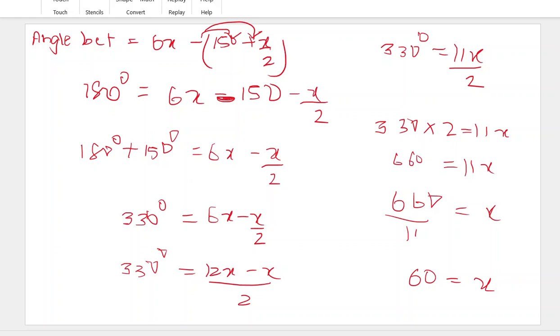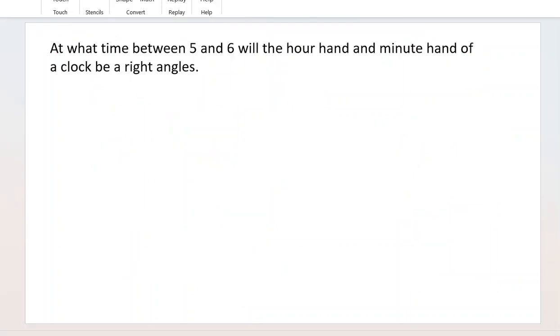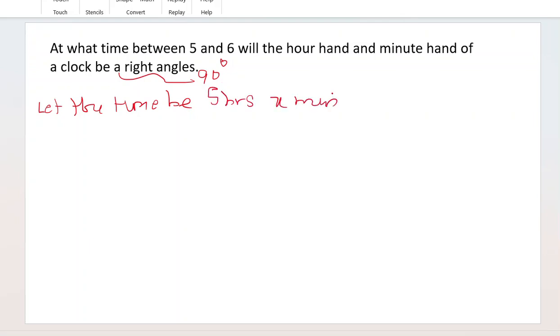We move further and we solve another problem of similar kind. The next problem is, at what time between 5 and 6 will the hour hand and minute hand of a clock be at right angles? Now when I say right angles, I mean they should be 90 degrees. The angle between should be 90 degrees. The procedure remains the same. We say let the time be 5 hours x minutes.